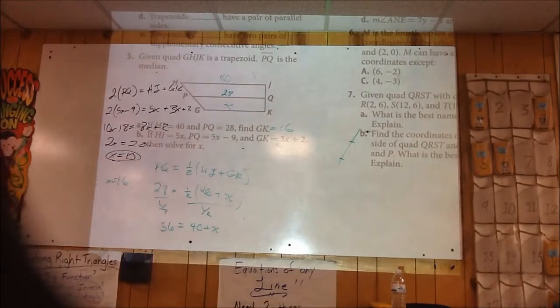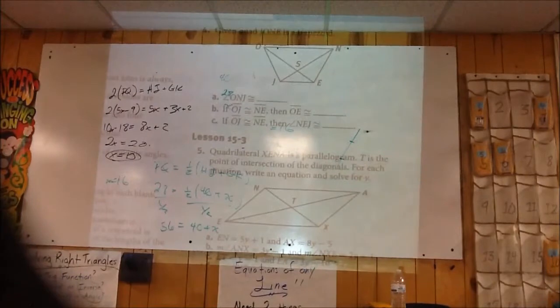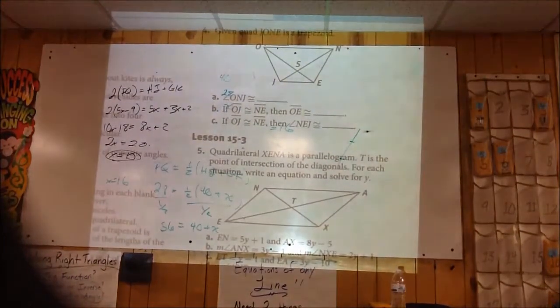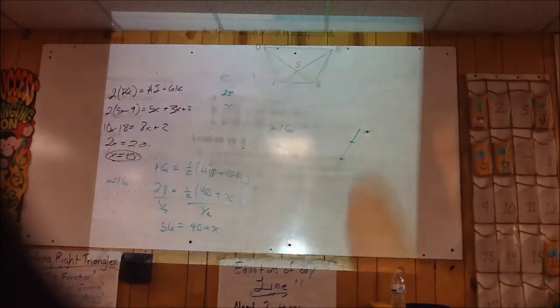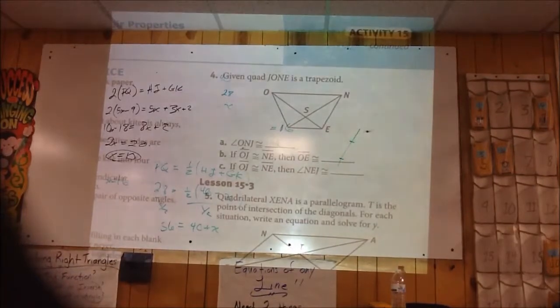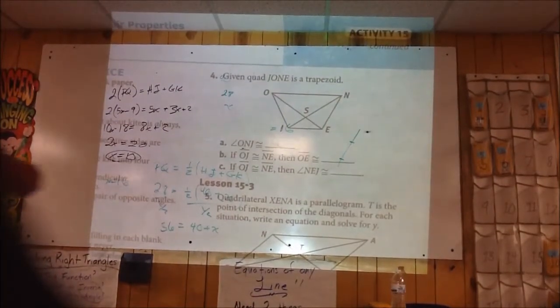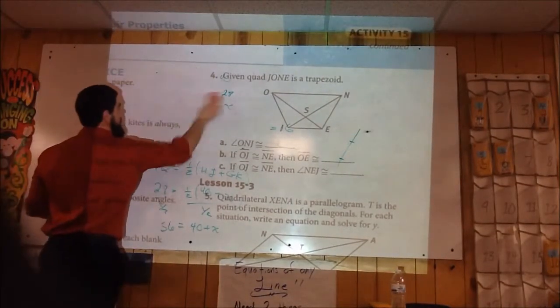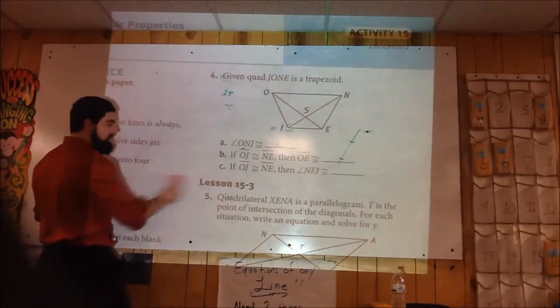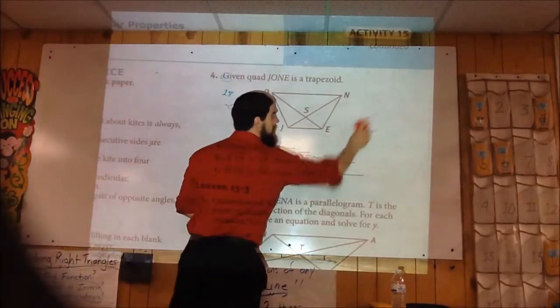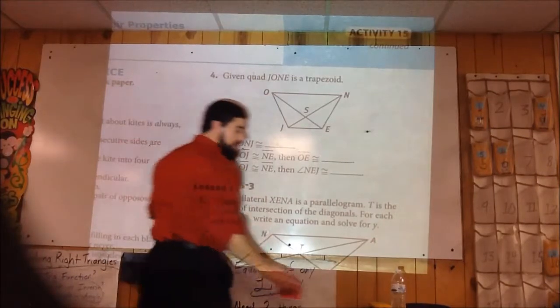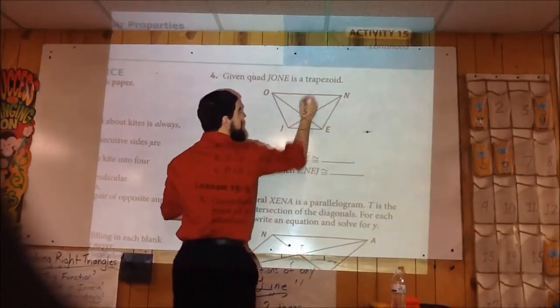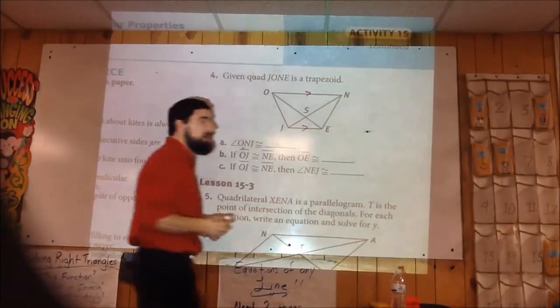Yeah? Sweet. And then number 4, really quickly, we forgot something. Part A says angle ONJ is congruent to what angle? I cannot say this enough. Whenever you have parallel lines, you're going to be using those angles: alternate interior, alternate exterior, corresponding, and same side interior angles. If you're dealing with trapezoids, you have exactly one pair of parallel sides. In this case, those two are parallel.